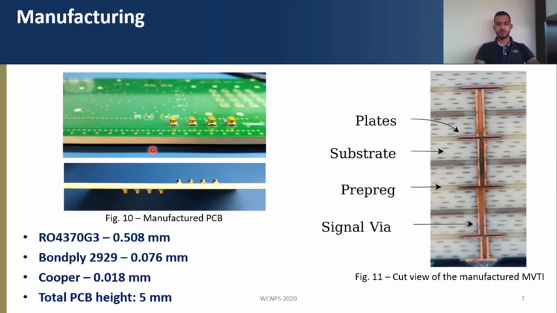And the PCB was manufactured. We have here a 5 mm PCB given these materials. And here is a cut view of the manufactured MVTI. We can see the thicker layers. Those are the substrate. The thinner layers are the prepreg, spacing the vias, spacing the plates. And we notice some misalignment between the layers. That is expected, but we have to analyze it.